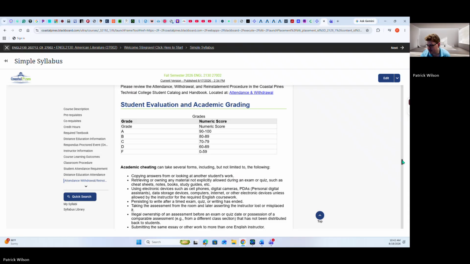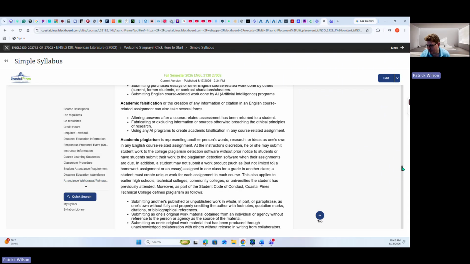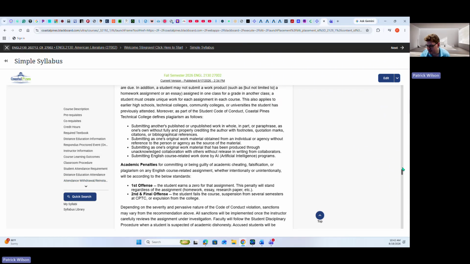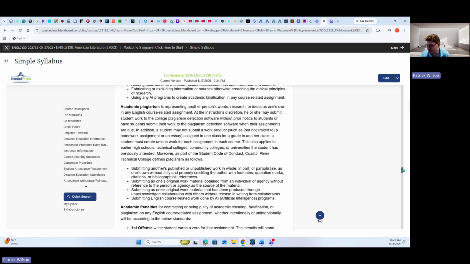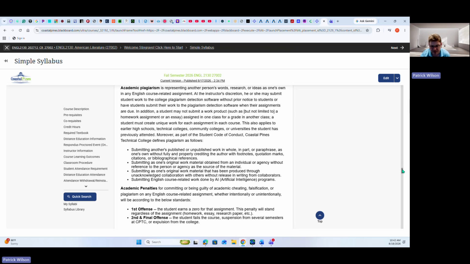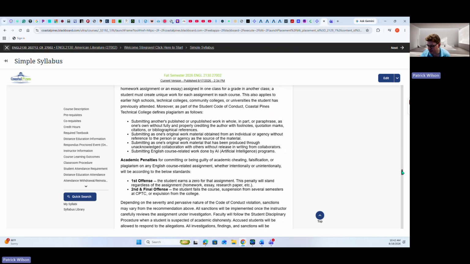But that's pretty much how you're going to be graded. We will talk a little bit more about plagiarism and falsification and cheating and using AI. You've heard all this stuff from the last two English classes that you've taken. It's nothing new. You probably heard about it, K through 12th grade. The first offense for cheating, plagiarizing, or using AI, you get a 0 on that assignment.